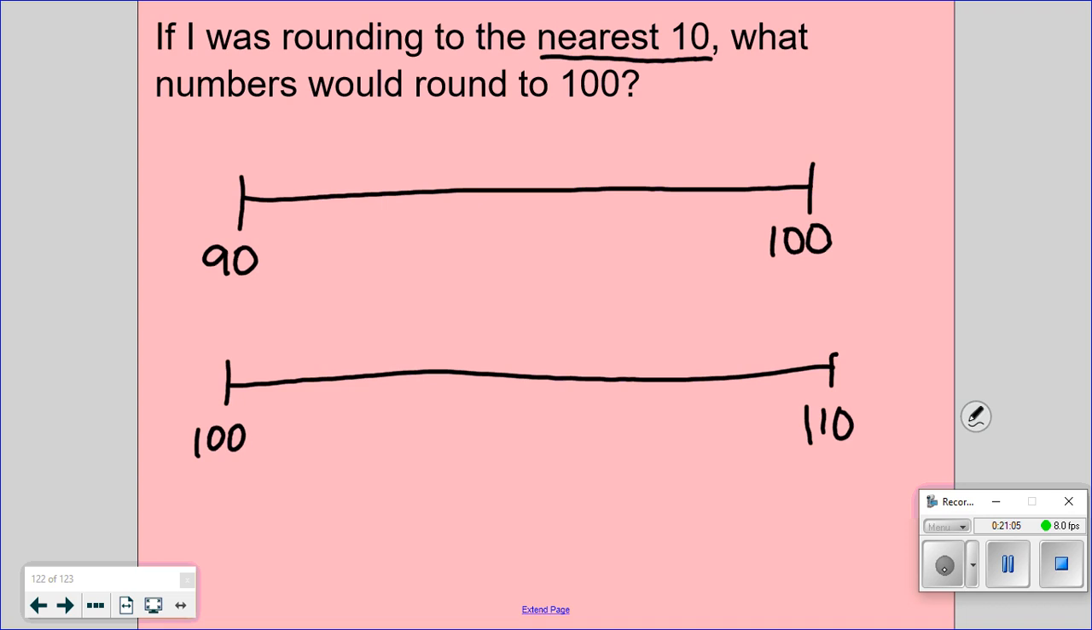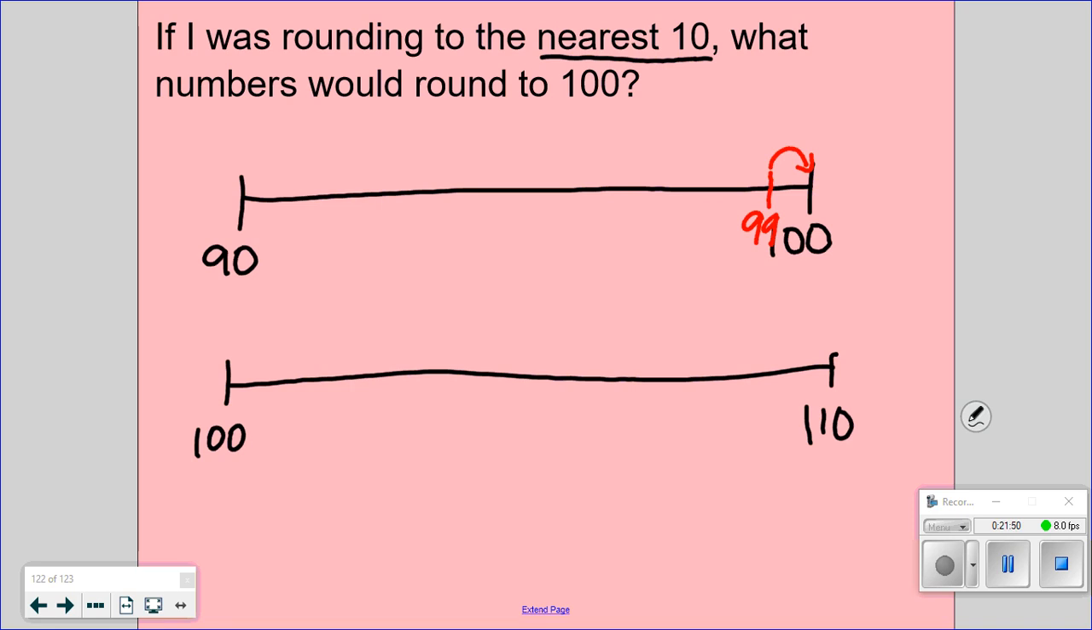What is a number that is actually less than 100 that is close to 100? You know what I'm saying. Sit up. Think. What is a number that is less than 100 but close to it? Bella? Super close to 100. Just 99. That is going to definitely round to 100. So one of my numbers that rounds to 100 is definitely 99.